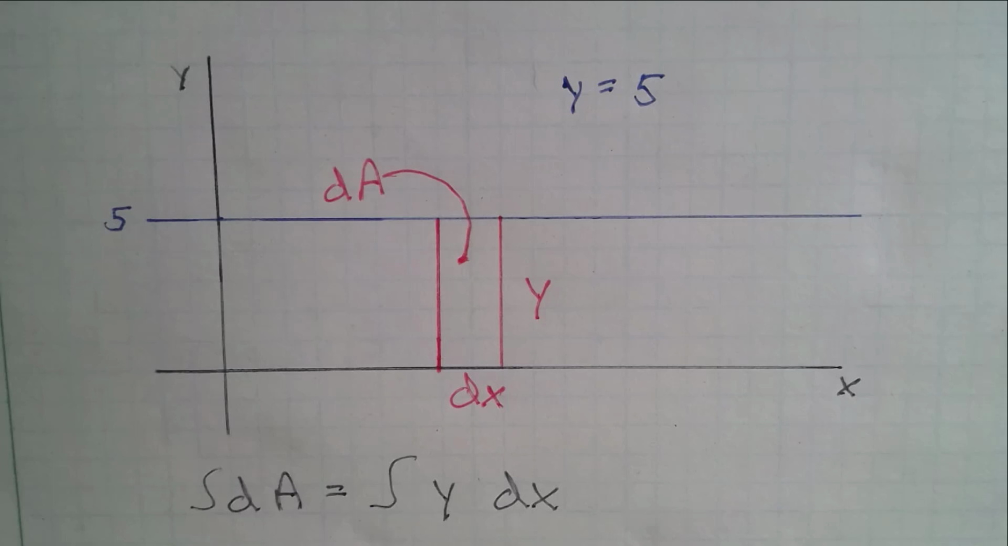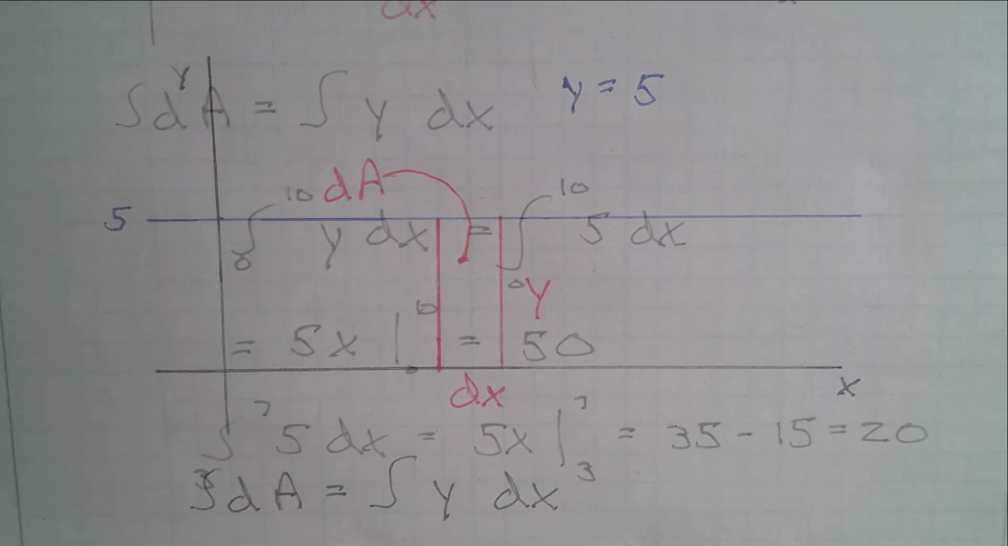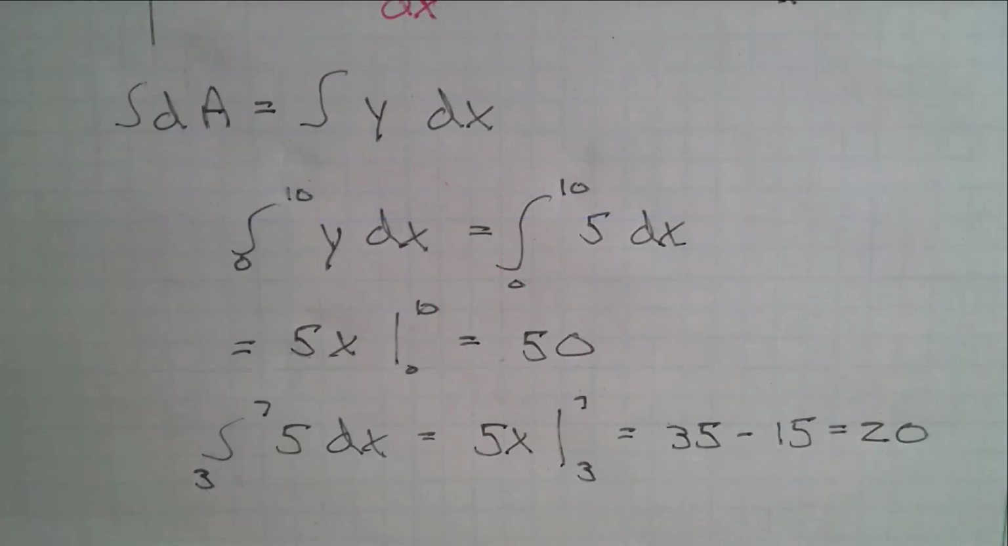But let's go ahead and take this integral. So it's the integral with limits of 10 to 0, of y dx. So that would be 5 we put in there, because that's the value of y. And then it's equal to 5x after I take the integral. And the limits are from 10 to 0, or 0 to 10, and then I substitute in, and I get 50, which is what we expect for that rectangle.